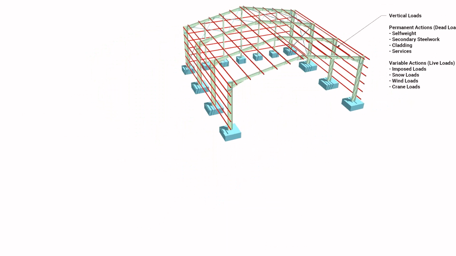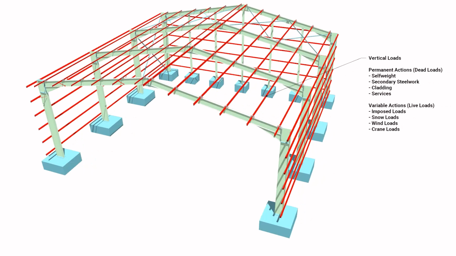So onto our loads, taking into account a typical frame with standard cladding and dead loads, we can look at our vertical actions and permanent loads. Generally, the self-weight of the roof, secondary steelwork, and the cladding plus services comes in at around 0.3 to 0.5 kilonewtons per meter squared. And for our variable loads, we've got imposed loads, and if they are maintenance only, can be taken at around 0.6 kilonewtons per meter squared.